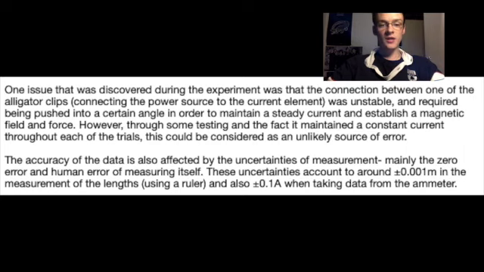The few main uncertainties in this experiment were the zero error and the human error of measuring itself. These measurements usually came by the ruler measuring the length of the wire and the solenoid, as well as checking the ammeter to find the ampere measurements for the currents in the solenoid and the current element. Another issue was that we had to wait until the ammeter showed a consistent current, as the needle was going back and forth, especially with the faulty alligator clip in the current.